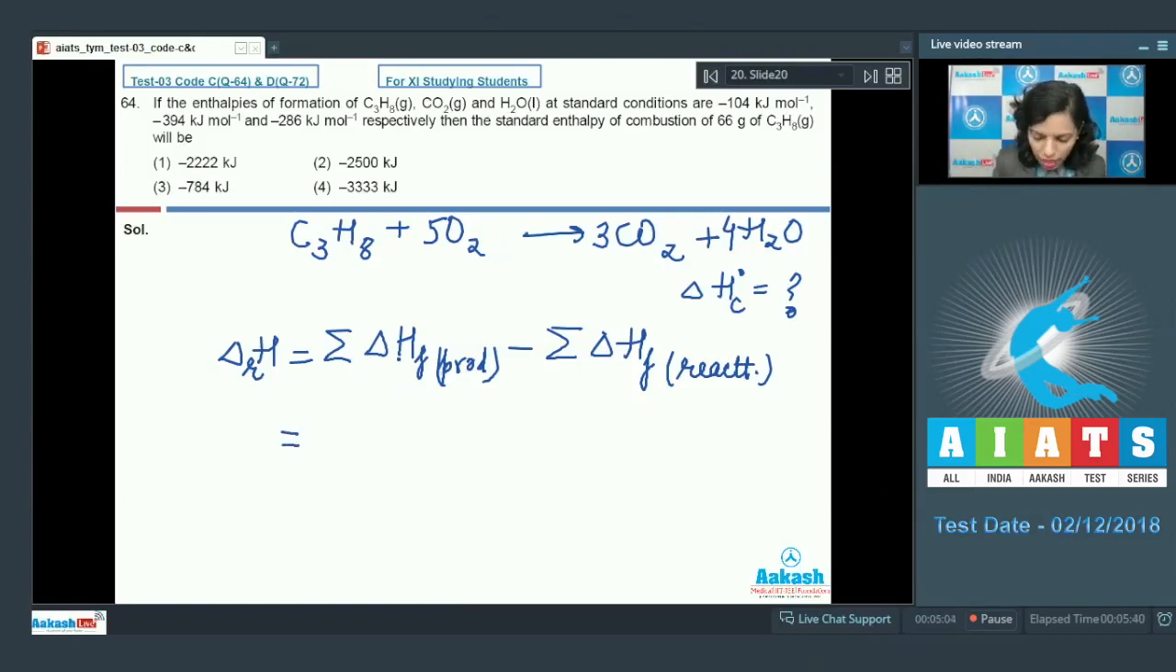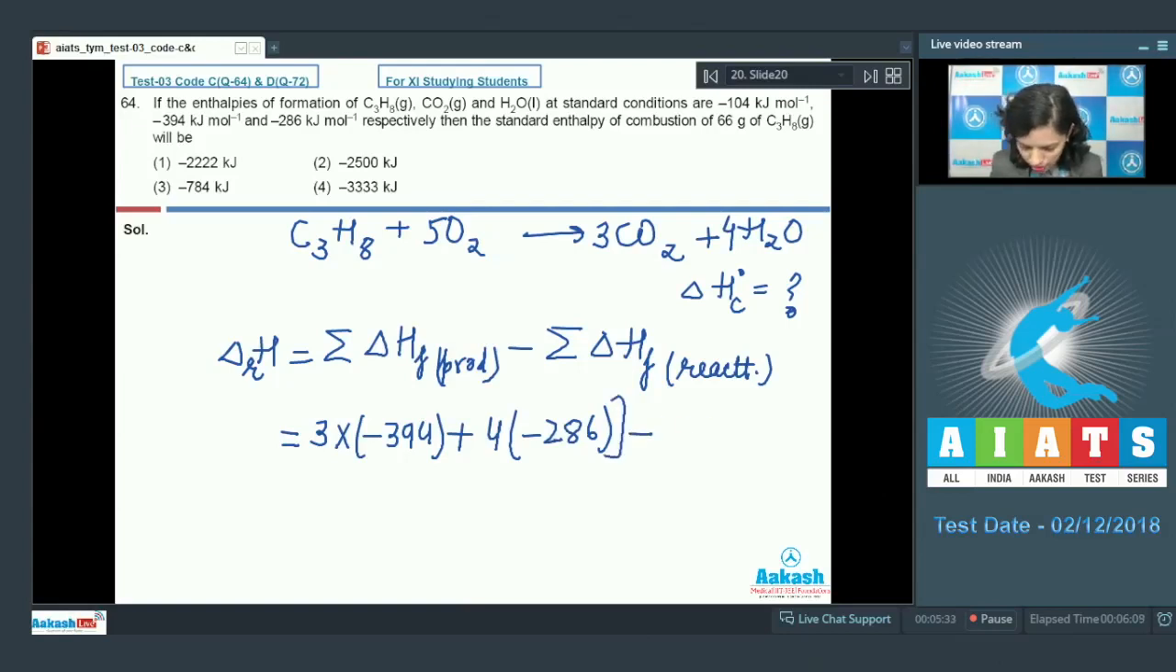So in this case we have first the enthalpy of formation for the products. The products are carbon dioxide and water here. So it would be 3 into, what is the formation enthalpy of carbon dioxide? It's clearly given in the question, that is minus 394 kilojoule per mole, then plus 4 into minus 286 kilojoule per mole. This is for the enthalpy of formation of products.